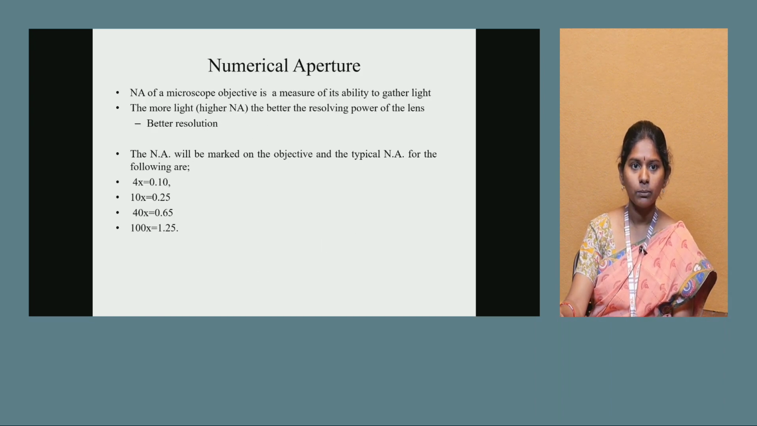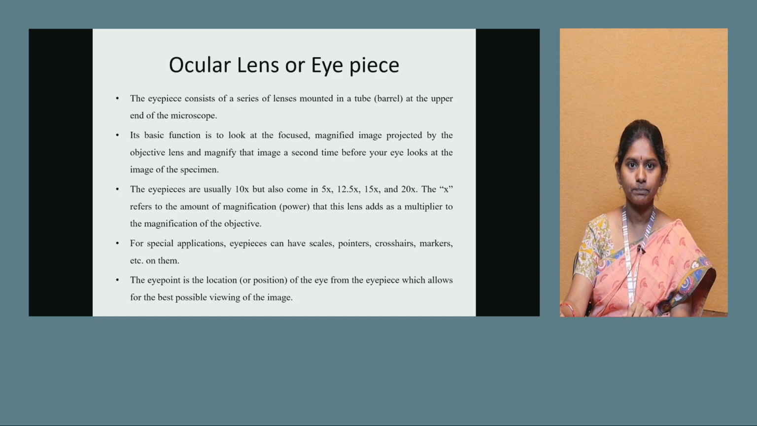Numerical aperture. The numerical aperture of a microscope objective is a measure of its ability to gather light. The more light, the better the resolution of the lens. The numerical aperture will be marked on the objective, and the typical numerical apertures are as follows.